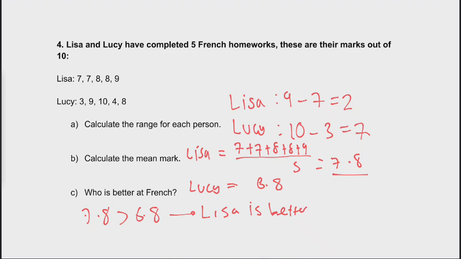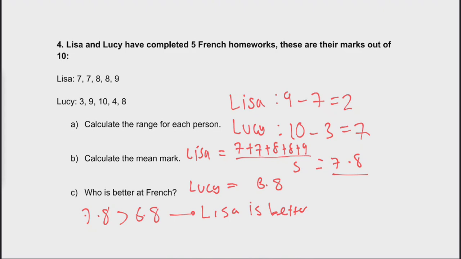We can also look at the range to think about who scores more consistently. We can see that Lisa, between her largest and smallest score, only has a difference of 2 marks, whereas Lucy has a big variance. She's got 7 marks. It varies a lot. And so you can talk about consistency. So Lisa tends to score higher marks consistently.